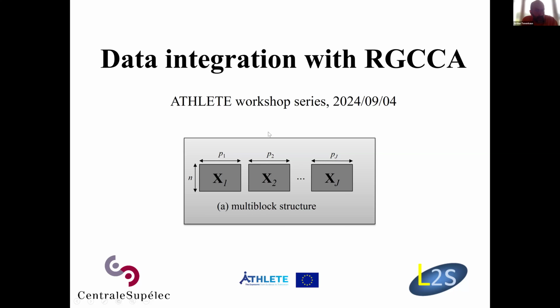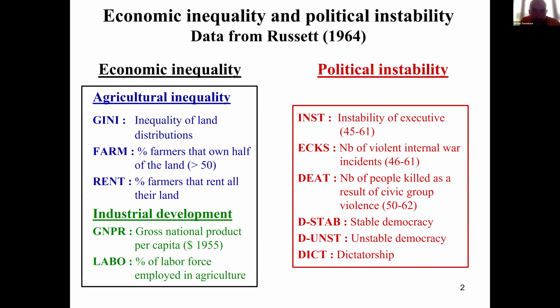And the example I use when I present RGCCA is an example from Russett. It's a data set from 1964, and we want to understand the relationship between political instability of a country and economic inequality. So you have two types of information here: on the one hand we have economic inequality, and on the other hand we have political instability. We want to understand the relationship between these two types.